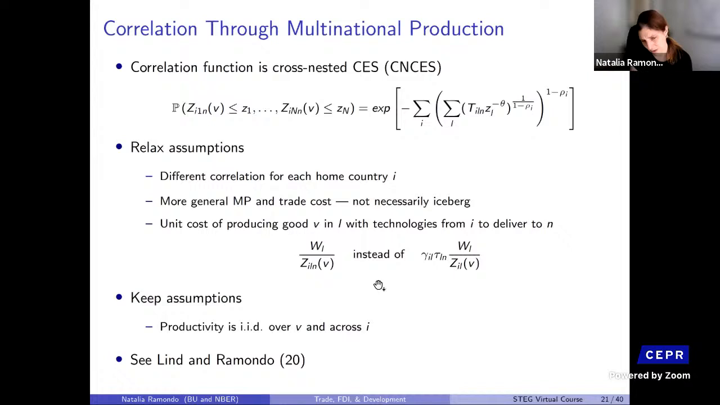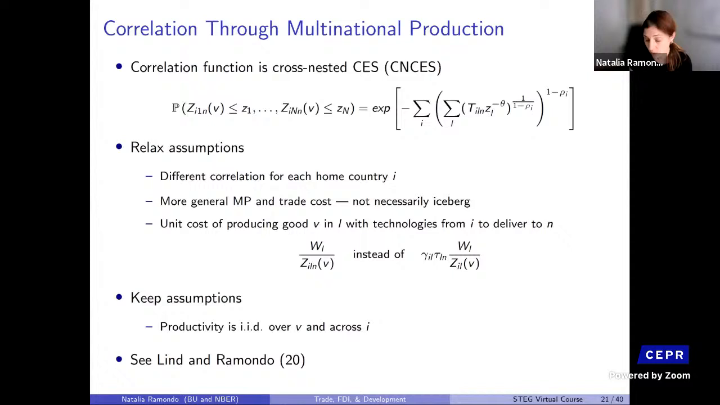So just to be precise, the unit cost of producing with variety v in L with technologies from i to deliver to N can be written this way: w_L over a productivity draw that has the triple subscripts, instead of already assuming that there is an iceberg type cost. What is key in all this, the hardwired property here, is that productivity has to be IID over the continuum of goods v. And that's a property that is difficult to relax. I also kept the property that productivity is IID across i. We have cases where we know how to relax it, that's easier. We do it in the paper with Nelson.